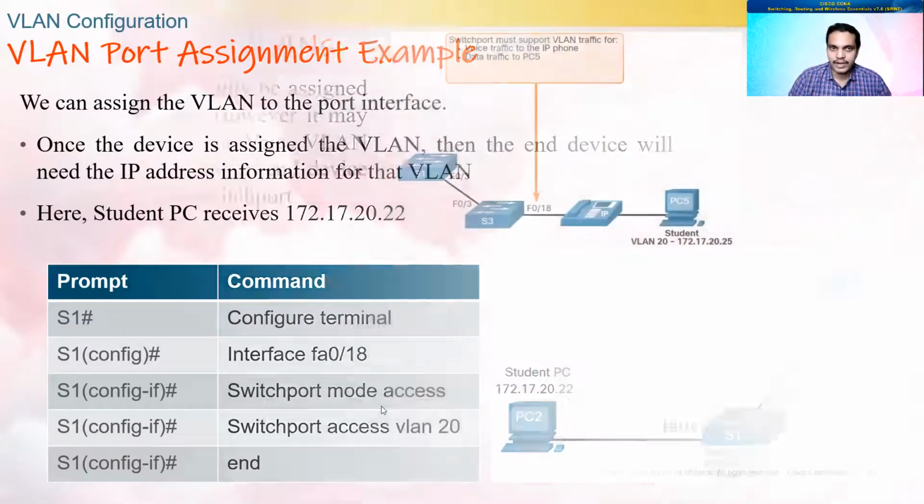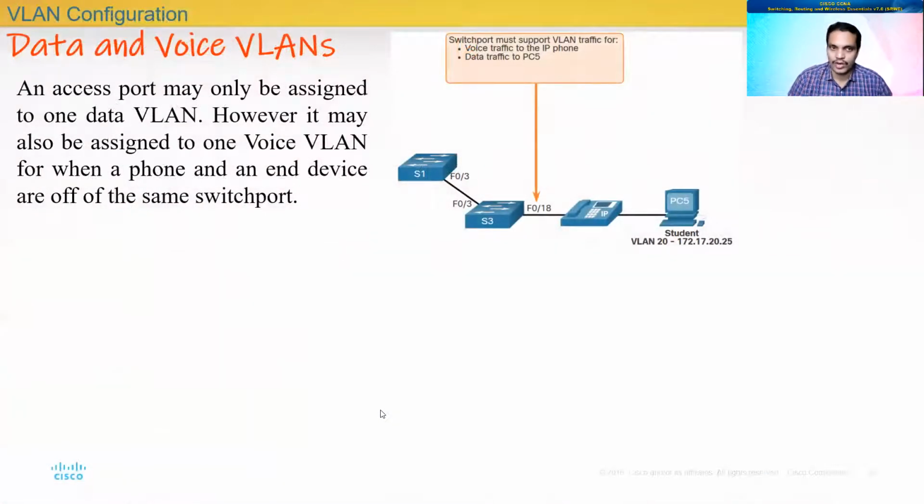Now, let's talk about data and voice VLANs. As I told you, let me put it in these terms. An access port will only be assigned one data VLAN. So one access port, one data VLAN only. But it can be assigned one data VLAN and one voice VLAN.